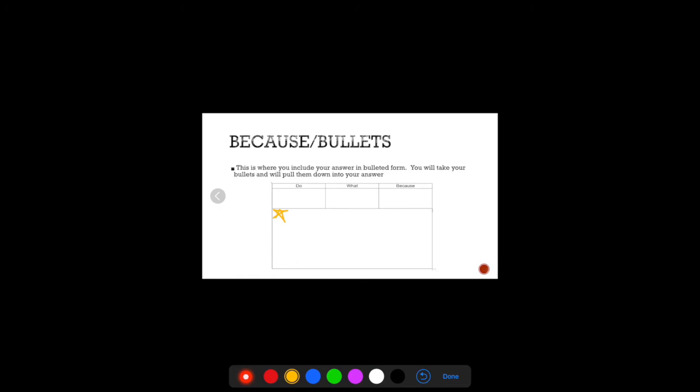Now, when you're filling in your DWB box, you do not want to take too much time because what you really want to focus on is your writing down here. If you spend all of your time up here, you're not going to have any time down here to actually write. But you do need to take time to make sure you're answering all 3 of those boxes correctly.